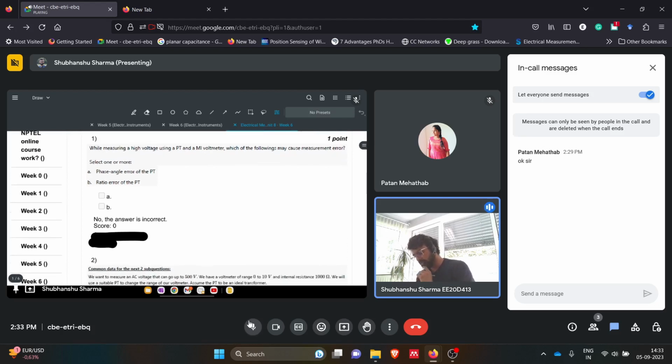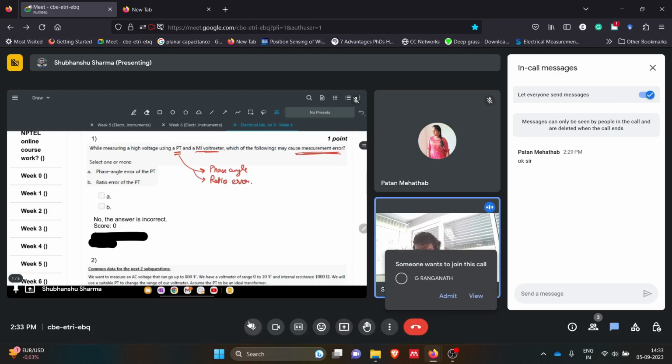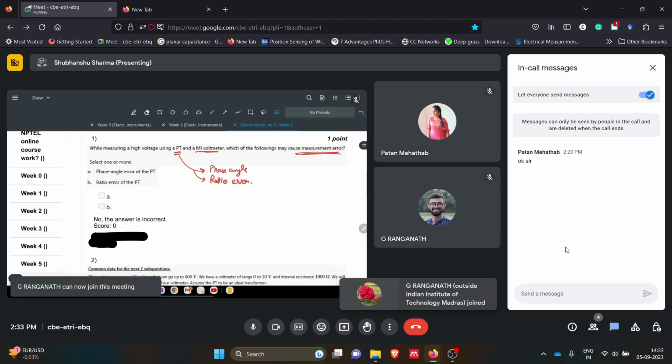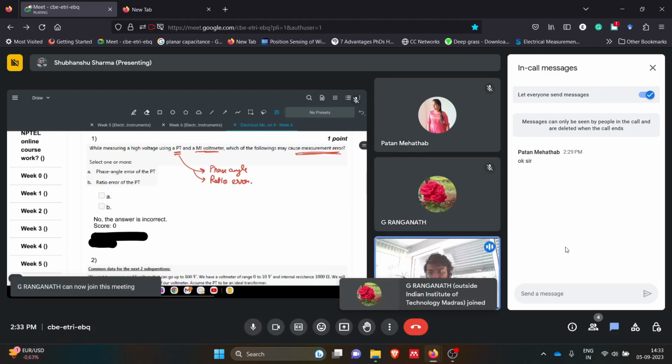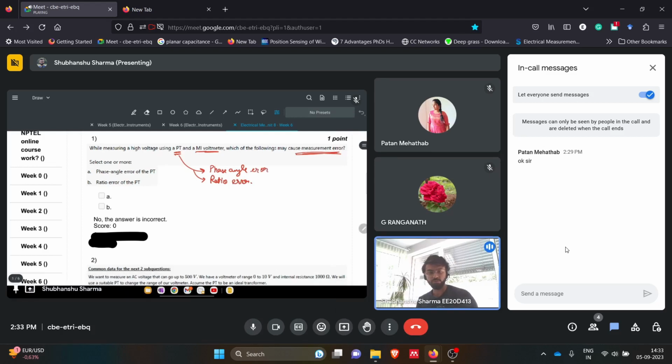So the first question says that while measuring a high voltage using a PT, potential transformer, and an MI voltmeter, so that is a moving iron voltmeter, which of the following may cause measurement error? So in this question, we first think of PT, the potential transformer. This week we learned that it has this issue of phase angle and also this issue of ratio error. So this potential transformer will introduce these two errors, because of phase angle and because of ratio also.